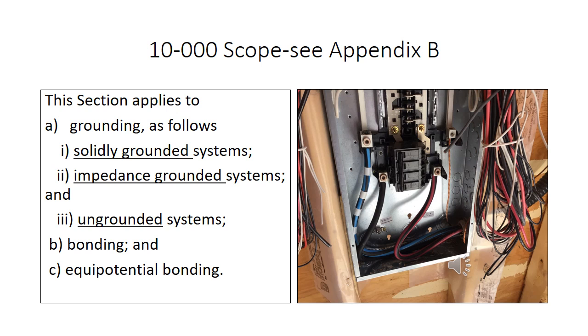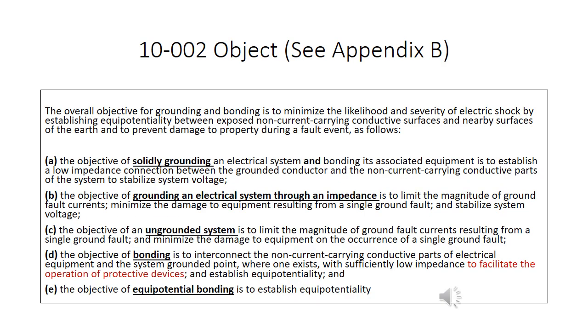10-000. As indicated in Subrule A, B, and C, Rule 10-000 applies to grounding, bonding, and equipotential bonding, and within Subrule A, grounding, we have a solidly grounded system, which is also known as a Y system, an impedance grounded system, also known as a neutral grounding system, and an ungrounded system, also known as a delta system. 10-002 and the Appendix B note provide an excellent explanation regarding bonding and grounding.